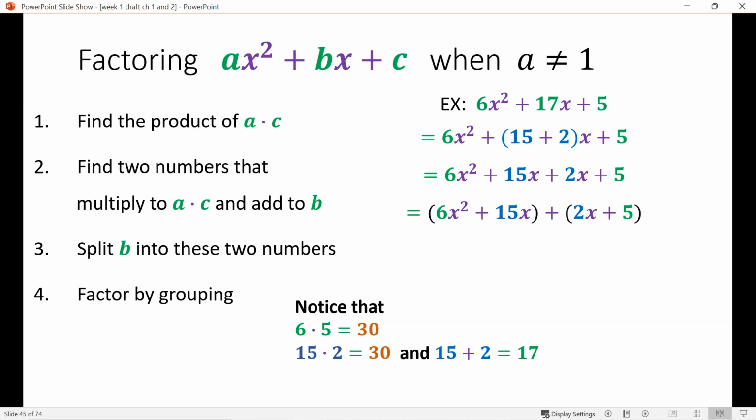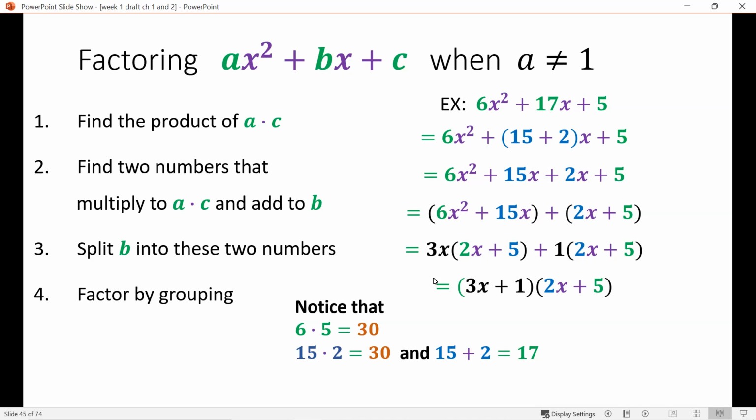So we'll factor the 6x squared plus 15x, and we'll factor the 2x plus the 5. Notice that the common factor is 3x amongst our first two terms, and the common factor is just 1 amongst our second two terms. But look at how nicely this works out. Our first term has a factor of 2x plus 5, and our second term has a factor of 2x plus 5. So we can factor out that 2x plus 5, and we get a 3x plus 1 times 2x plus 5. Those are the two linear factors of this quadratic.